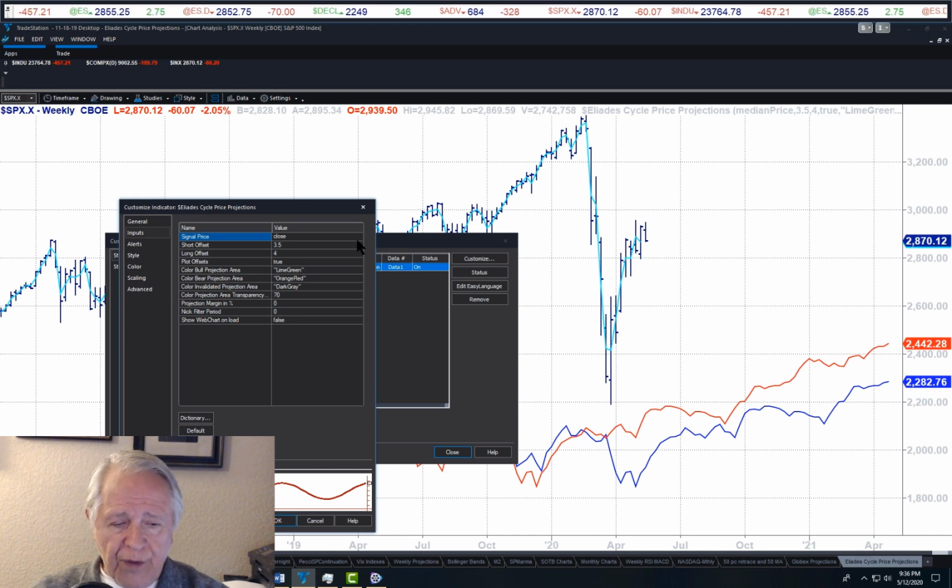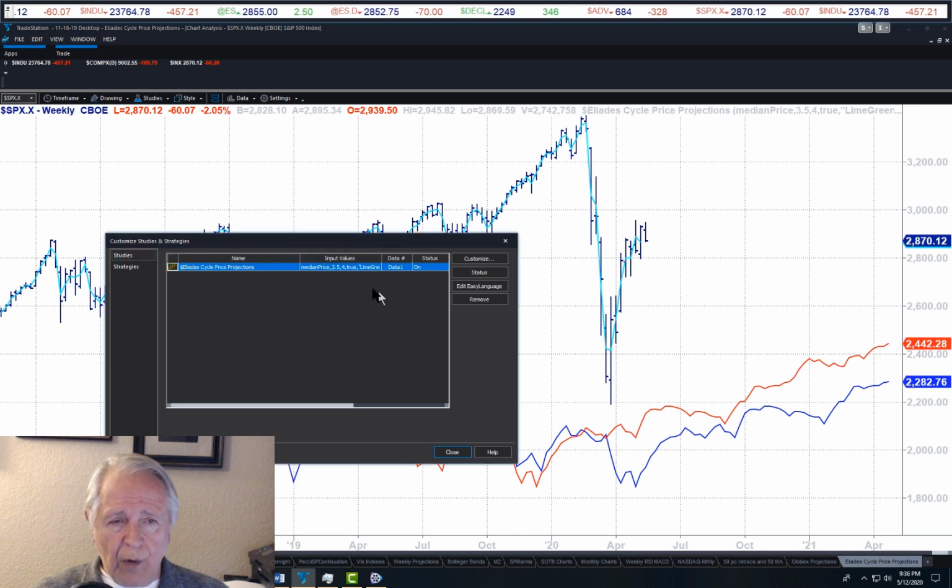For now, though, for the sake of showing you around a little bit, we're going to keep median price here. That's the default one to use, and that will give you bar projections. We don't need both of them in there, do we? In fact, we can cancel that, go back to where we were.